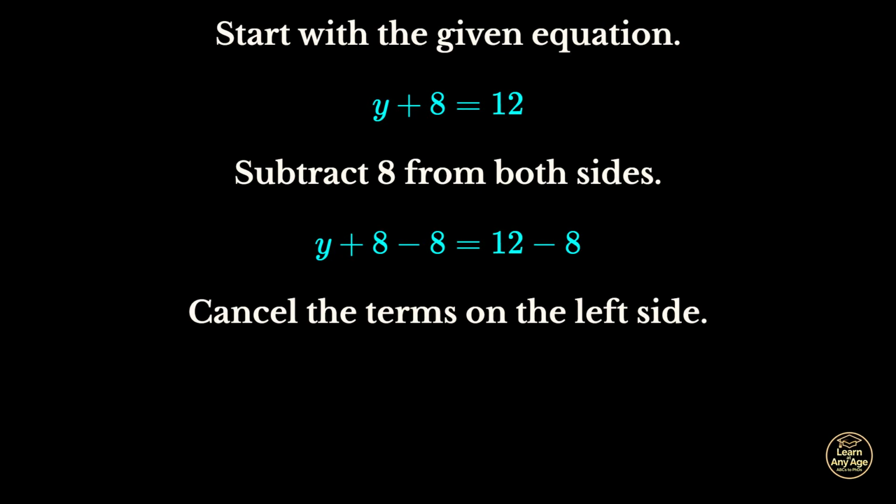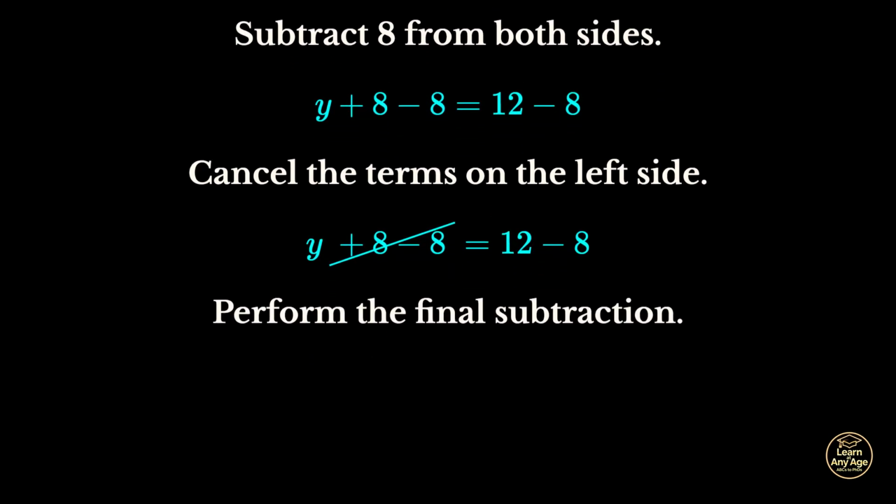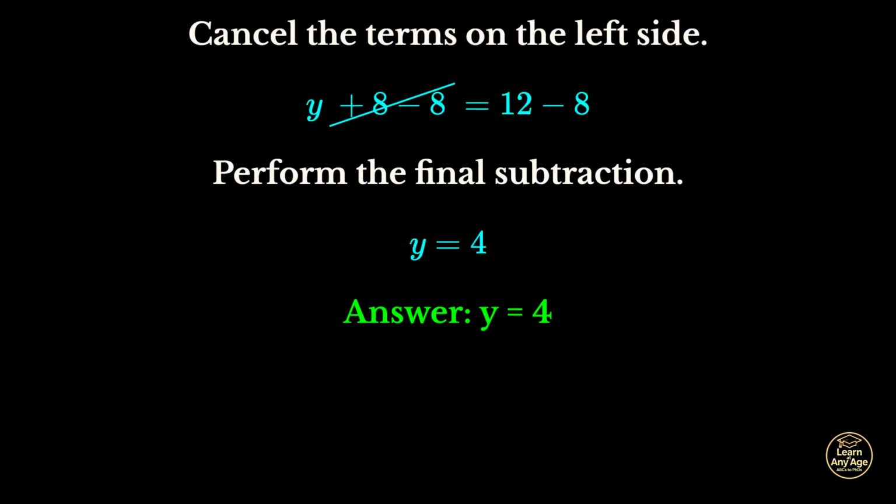Cancel the terms on the left side. Y plus 8 minus 8 cancelled out equals 12 minus 8. Perform the final subtraction. Y equals 4. Answer: y equals 4.